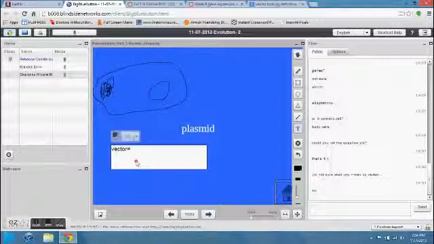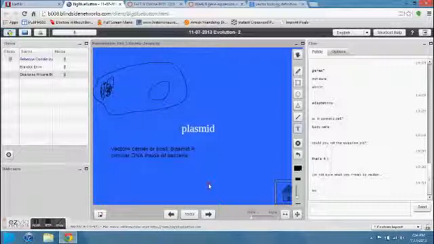Let me write this in for anybody else who's going to watch or see this later. A vector equals a carrier or host. And a plasmid is the circular DNA inside of bacteria.